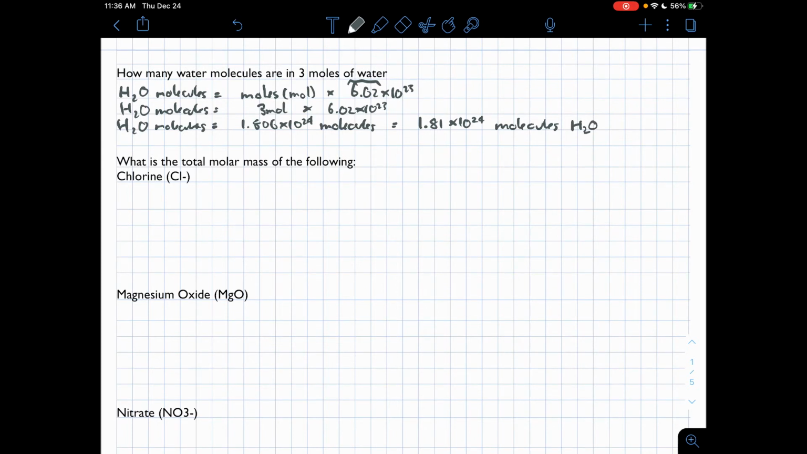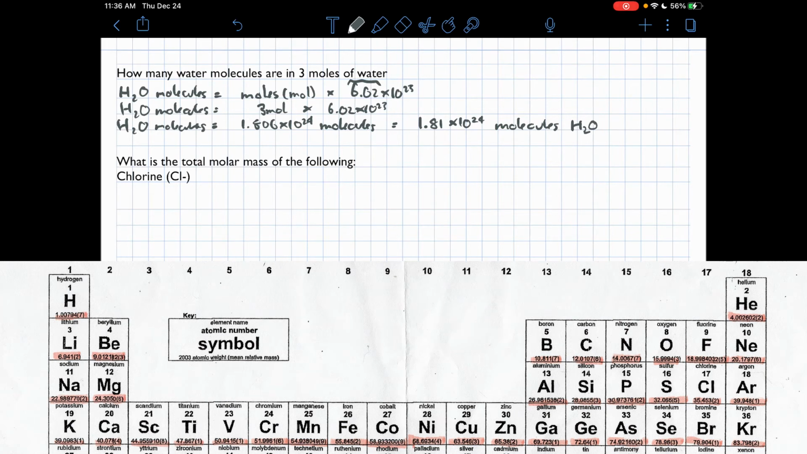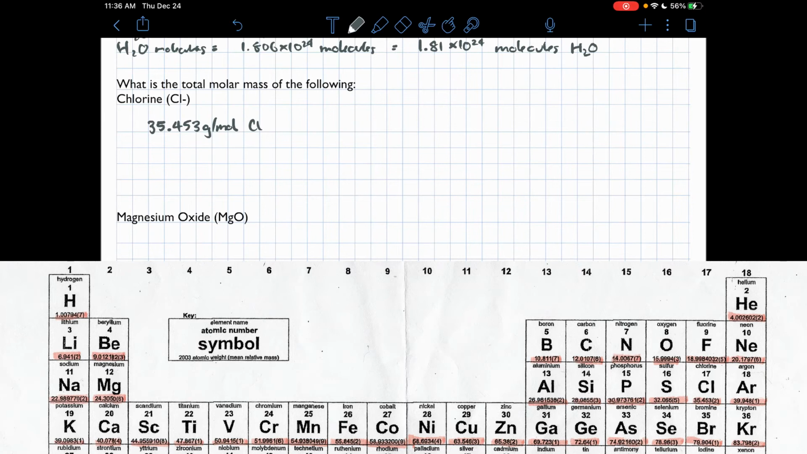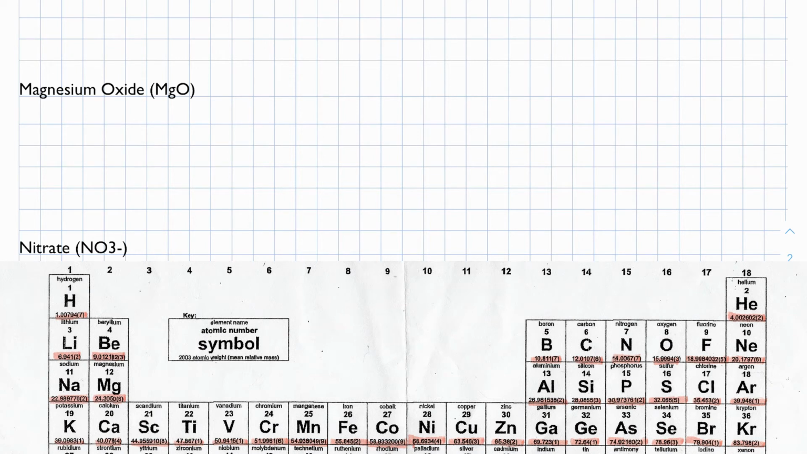So the second question asks, what is the total molar mass of the following? Chlorine is just an element, so you can pretty much just pluck this off of the periodic table. If you look in the periodic table, chlorine has a molar mass of 35.453 grams per mole. So the second one is magnesium oxide. If you remember how we found the molar mass of water, we basically just took the atomic masses of them and added them together. So that's the same thing we're going to do here.